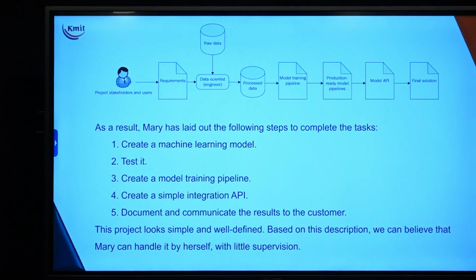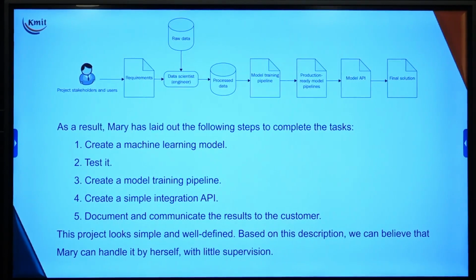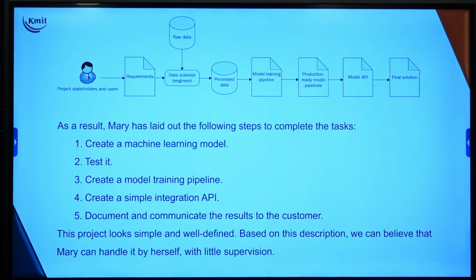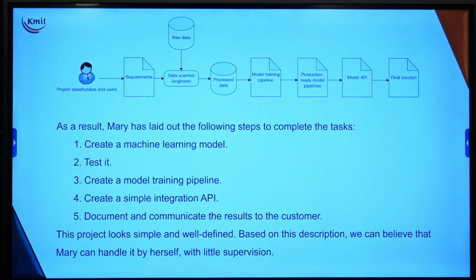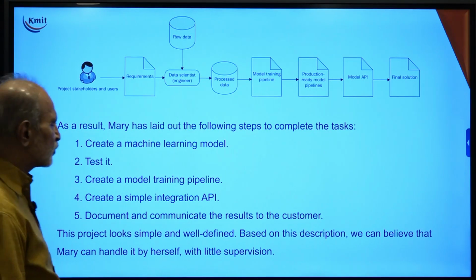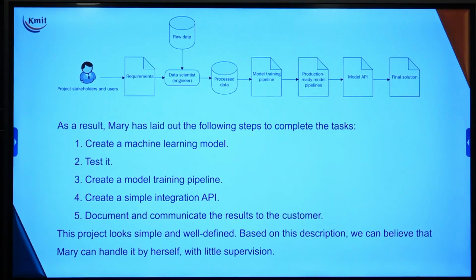Okay. So, as a result, Maisie has laid down the following steps to complete the task: one, create a machine learning model; two, test it; three, create a model training pipeline; four, create a simple integration API in order to integrate with the existing system; and finally, document and communicate the result. Okay. So, this project looks very simple and well defined. Based on this description, we can believe that Mary can handle it by herself with little or no supervision. So, this is how we can deal with such cases in data science too.